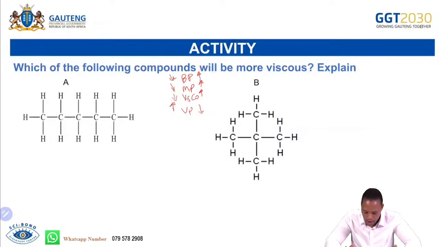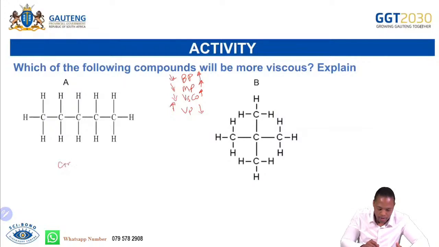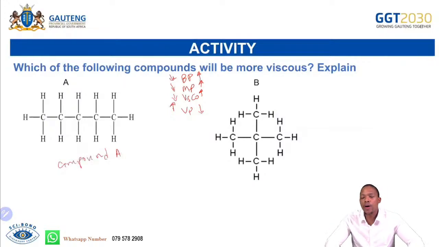Which of the following compounds will be more viscous? The one that is more viscous should be the one with the higher boiling point. Which one will have the higher boiling point? It's this one. This one will be more viscous again. So simply choose compound A. Okay? Explain your answer again. What is the difference in structure? Compound A is less branched than compound B. Okay? Not difficult, this thing, grade 12.